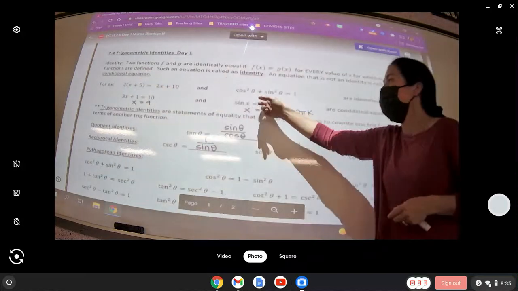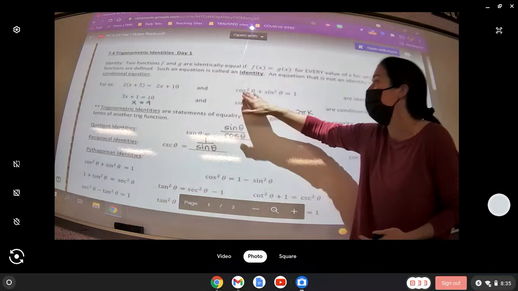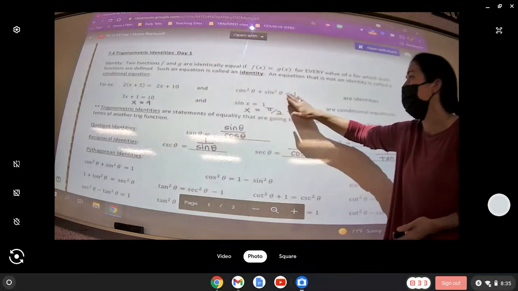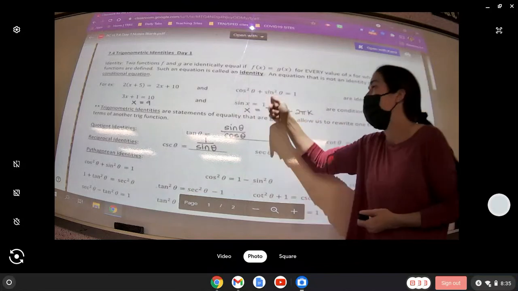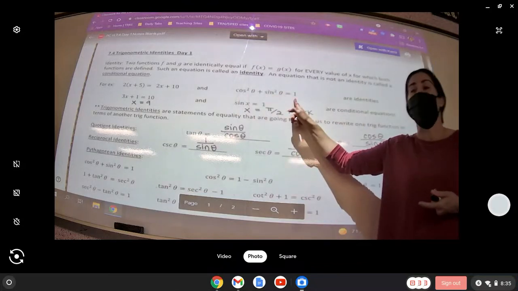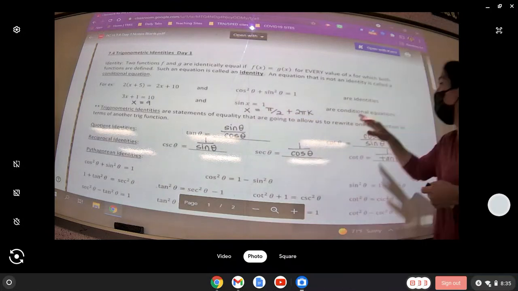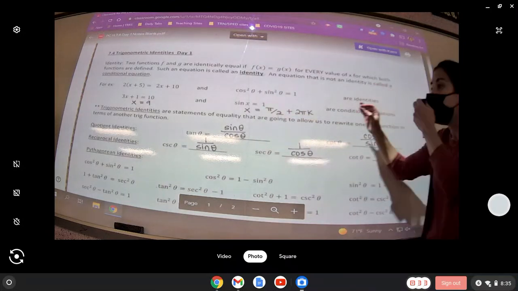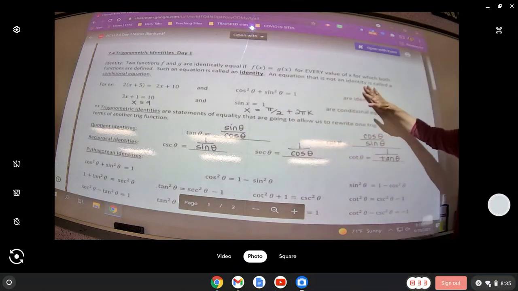All right, here we have the equation of the unit circle. So it says cosine squared theta plus sine squared theta equals 1. No matter what angle I plug in for theta, when I add them up, it's going to equal 1. It is going to be true for any angle that I plug in for theta. Those are identities, okay?